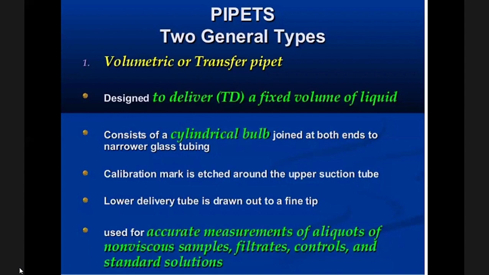Okay. Calibration mark is etched around the upper suction tube. Lower delivery tube is drawn out to a fine tip. So this is used for accurate measurements of aliquots of non-viscous samples, filtrates, controls, and standard solutions. So again, this is very important in standardizing solutions, in delivering accurate volume of aliquots, especially in dilutions.